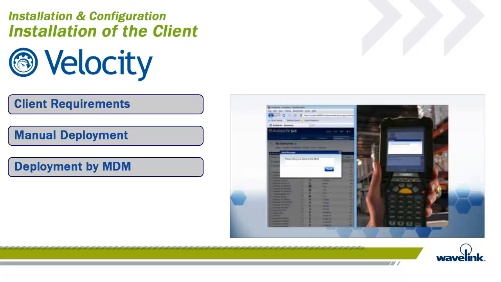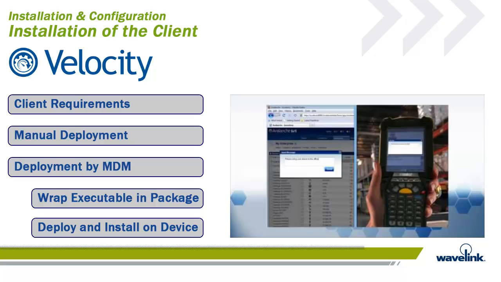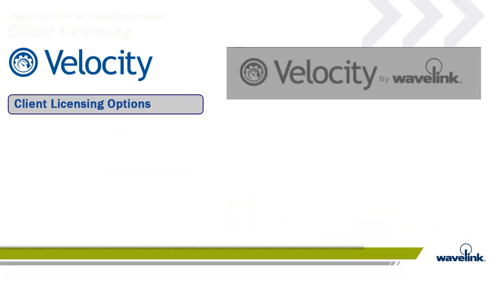With third-party MDMs, you will need to take a couple of steps. Step 1, you will still need the Velocity APK file, and you will need to wrap the install file into a package or configuration that is native to the MDM you are using. The next step is to use the MDM to deploy the installation to the smart device. To use Velocity, either installation method will be acceptable. The use of an MDM is recommended when more than 5 devices are being used in the enterprise.